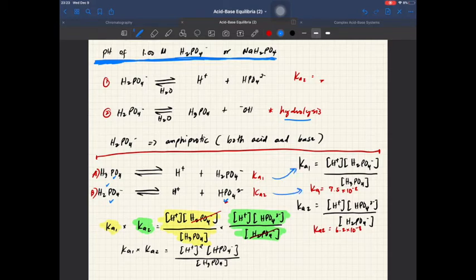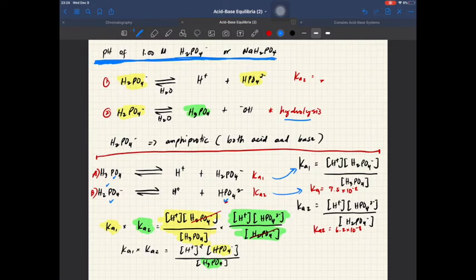So finally, we have this expression here. Ka1 times Ka2 is equal to hydrogen ion squared times hydrogen phosphate ion over phosphoric acid. But take note that these two are produced by the same dihydrogen phosphate ion. So this hydrogen phosphate, let's color it yellow, is produced by this one. And similarly, the phosphoric acid is produced from the same dihydrogen phosphate. So the source of these two species is the same.